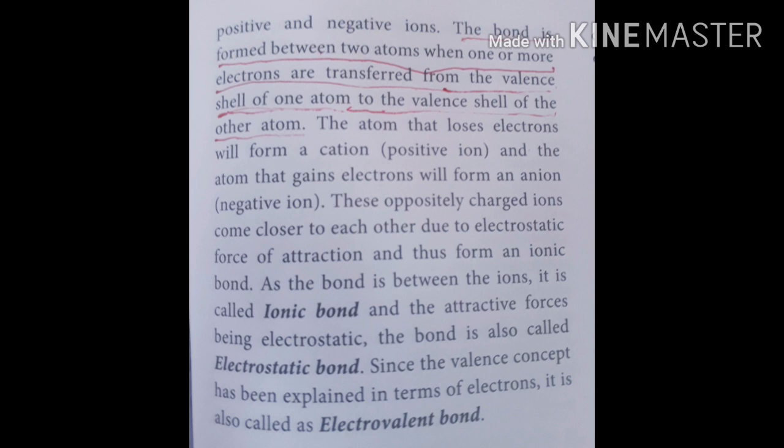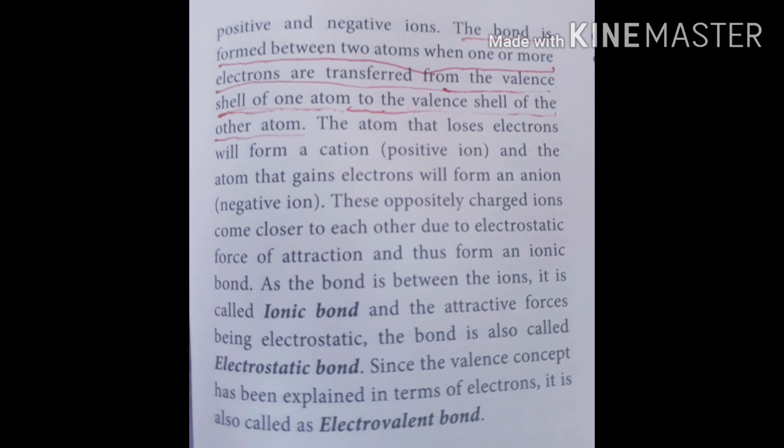That bond is called an ionic bond. It is otherwise called an electrostatic bond. Electrostatic bond is another name for ionic bond. It's also called an electrovalent bond. So three names are there for ionic bond.